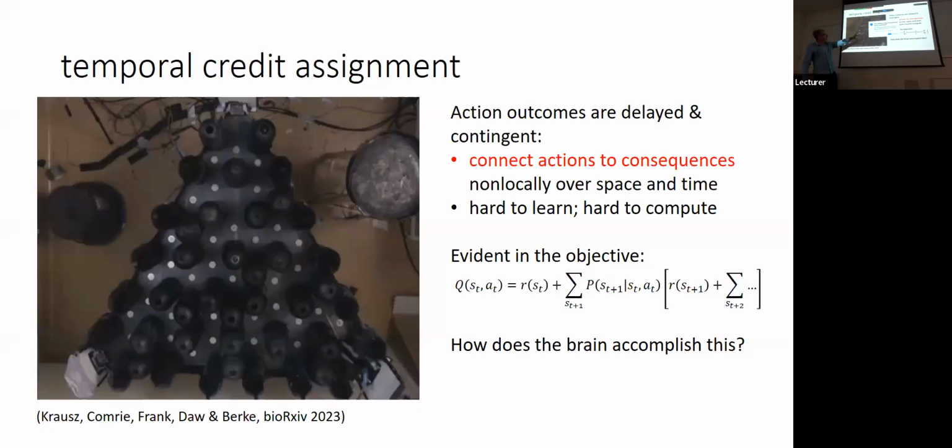condition her behavior on action outcomes that happen somewhere else at a different time, right? So she's literally got to spread information about reward over this space.